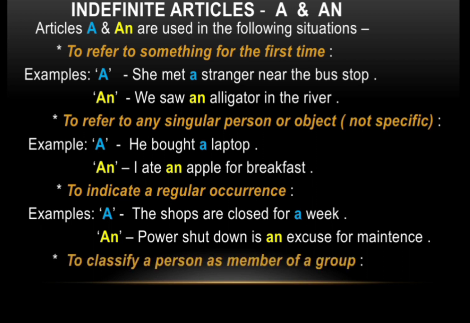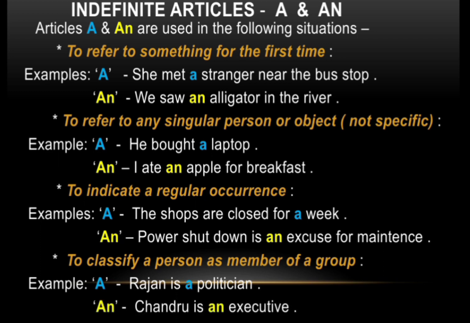To classify a person as a member of a group. Example: Rajan is a politician. Politician is a member of a group, and so it is used to refer to these members of a group. Here politician begins with a consonant letter, and so a is used. Chandru is an executive. Executive begins with a vowel letter, and so an is used.